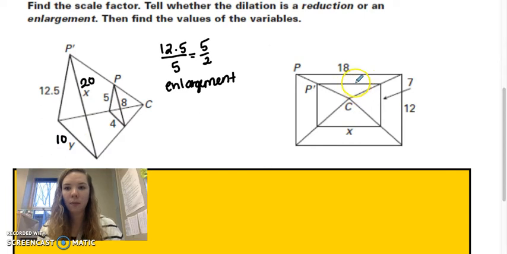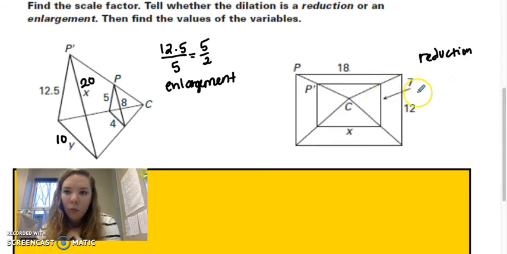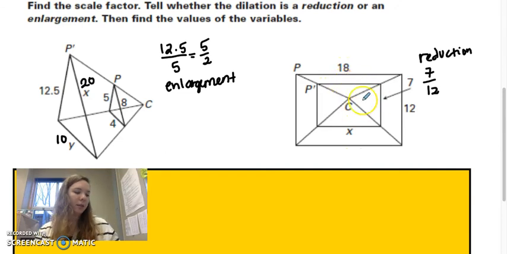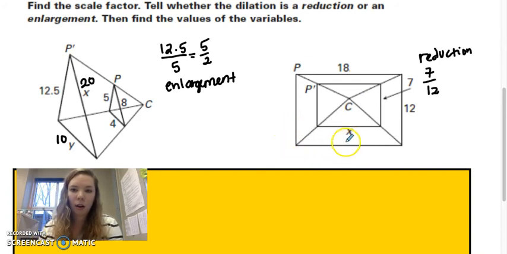All right, last one. This is my pre-image. This is my image. It got smaller, so it is a reduction. And then let's see what we know. We have 7 over 12 for that side. So if I want to find what this one would be, I have to take 18 times 7/12, which is 10.5 for x.